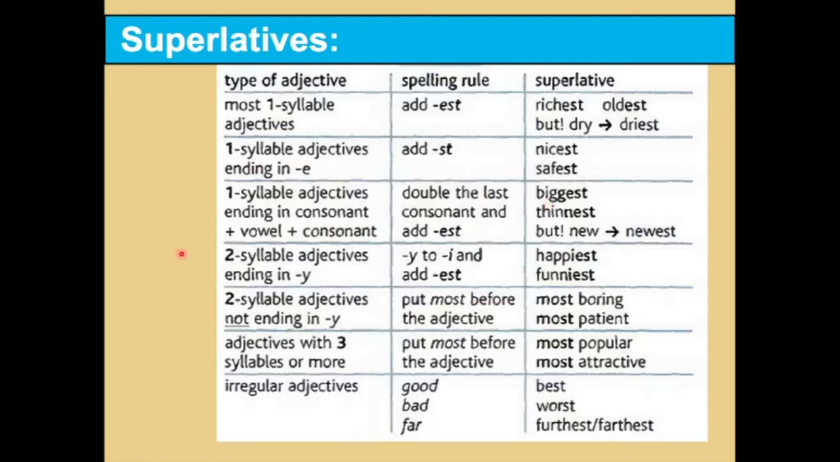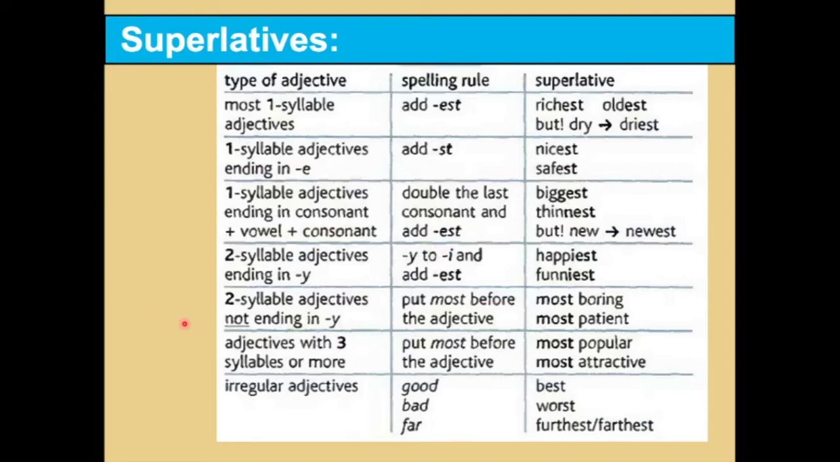Next rule, two-syllable adjectives ending in Y, for example, happy or funny. What do we do? We replace the Y with an I and add est. The superlative of happy is the happiest, and the superlative of funny is the funniest.